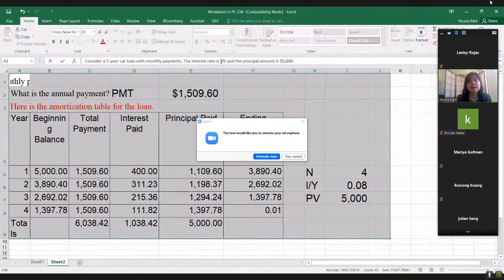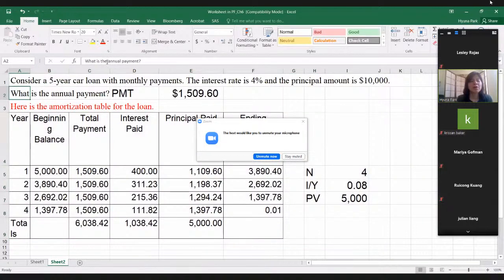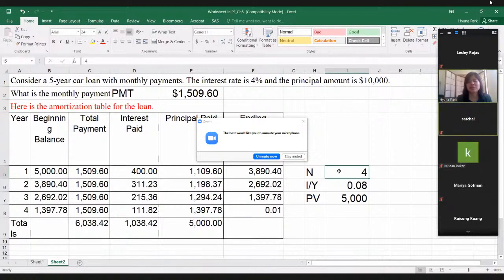If the interest rate is, let's say, right now the interest rate is quite low, and suppose you have good credit, so you get, let's say, 4%, and the principal amount you want to borrow, let's say, 10,000. So what is the monthly payment? You need to calculate the monthly payment. So you need to modify this. What should I write here?